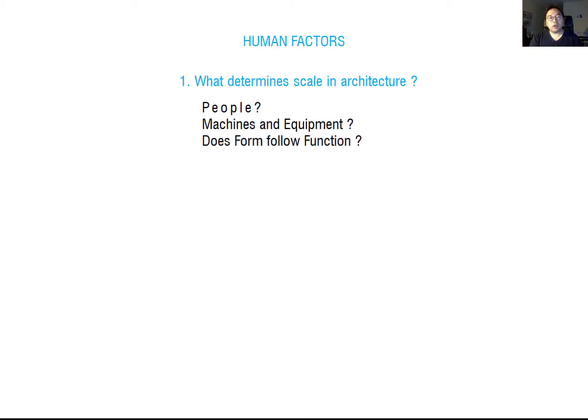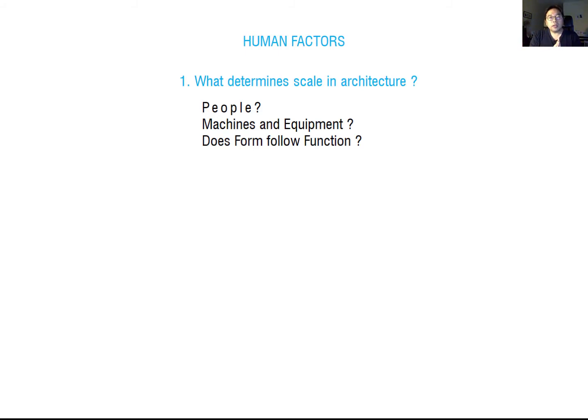And then next is form follows function. Form actually means the size of your space, and function is the program. Depending on the program, it requires a different size of space. For example, designing a classroom, an auditorium, or a gym are all different functions, which means they require different size requirements. So when you're designing a space, you have to know about these three parts.